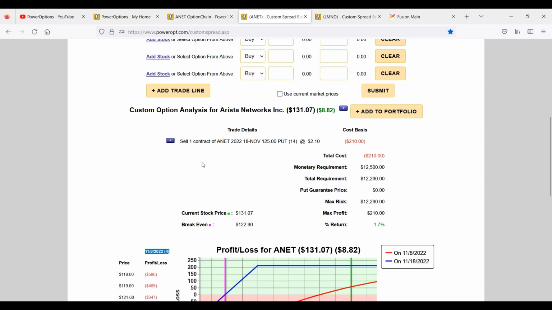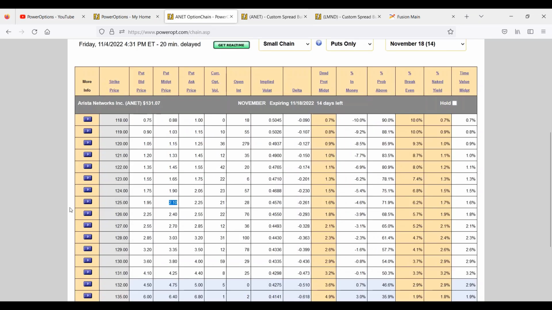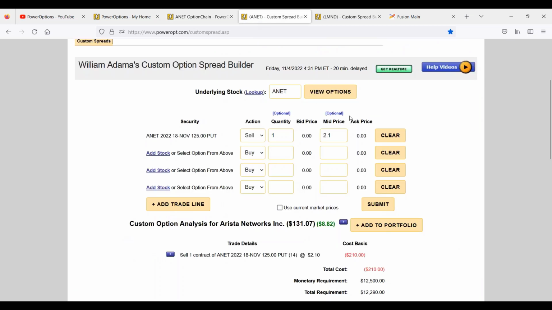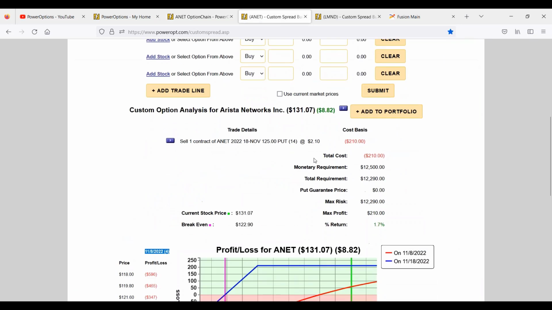So those are the two ways you could do it again. Find the chain, your option that you want, go to calculators, go to Black-Scholes, see what the option price would theoretically be worth for movement in the stock price or changes in implied volatility of the option if you're expecting that. Or you can build it in the profit and loss chart / custom spread tool.